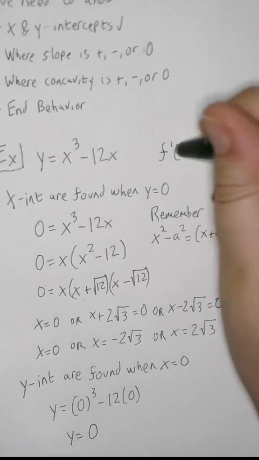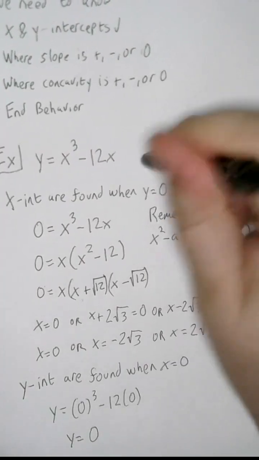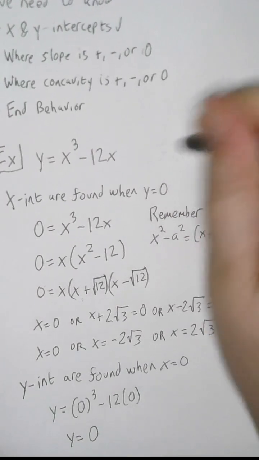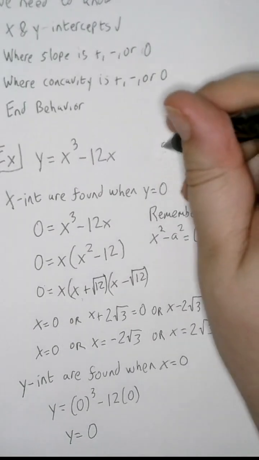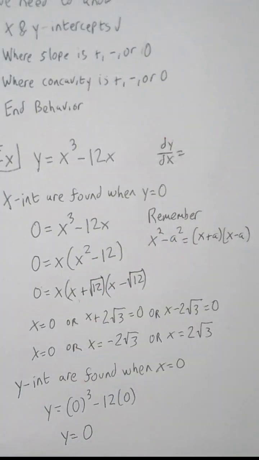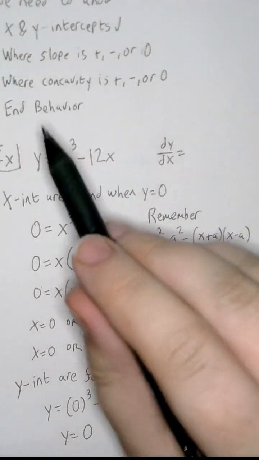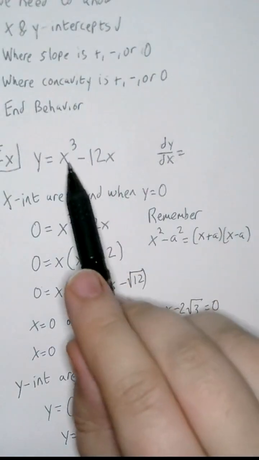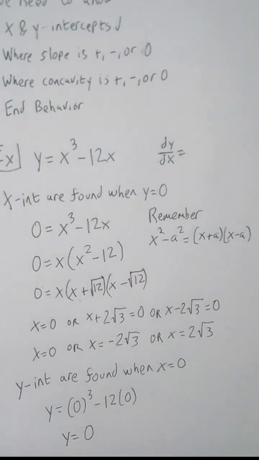Or if I'm going to use y, I should stay consistent. So dy dx is equal to what? Imperfect says 3x squared minus 12. Hey, Jacob, how's it going? You say 3x squared minus 12. 47 says 3x squared minus 12. Josh says 3x squared minus 12. Right. That's exactly right. So why is that? It's because we are using power rule.